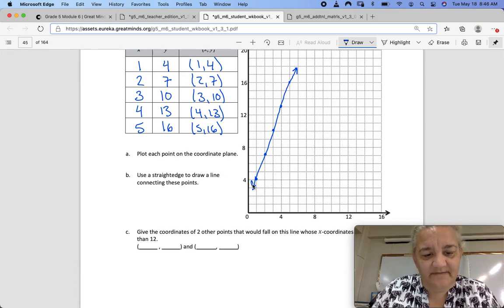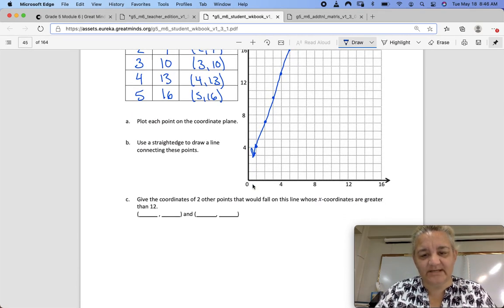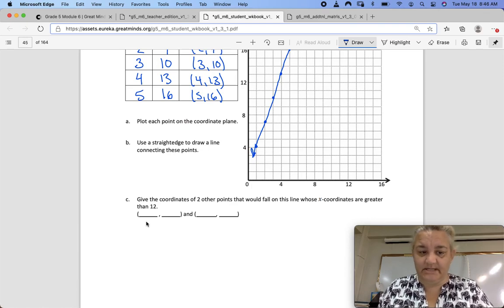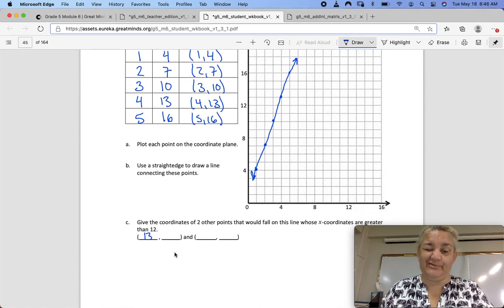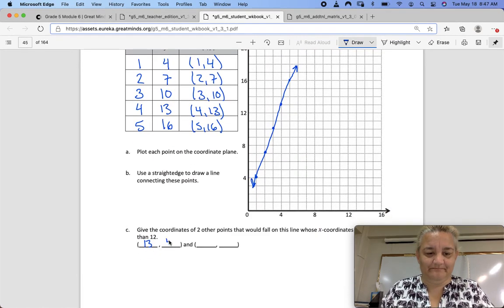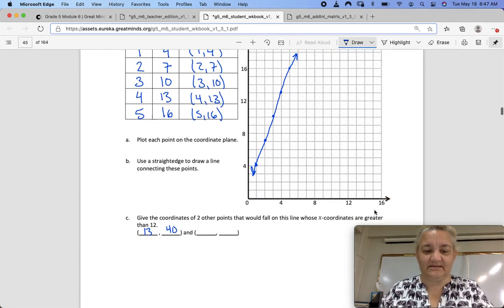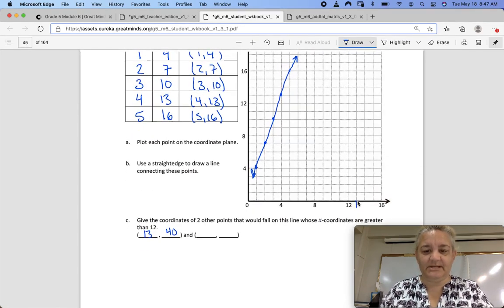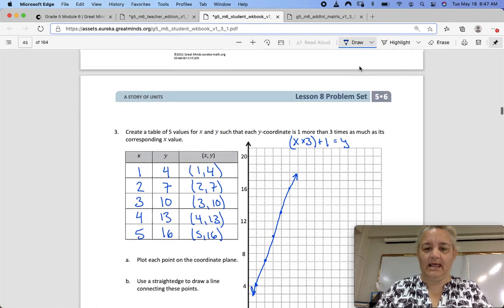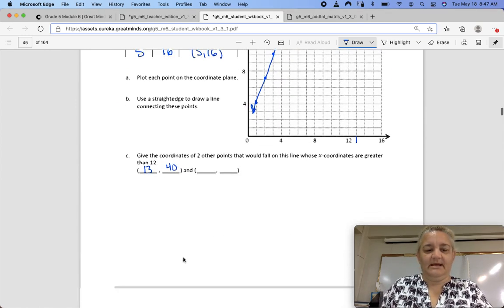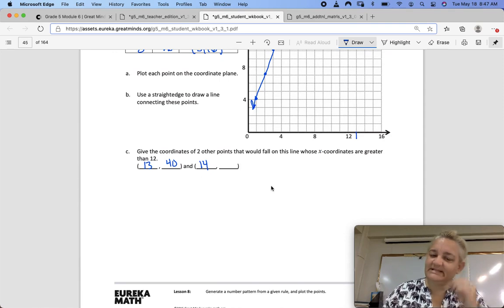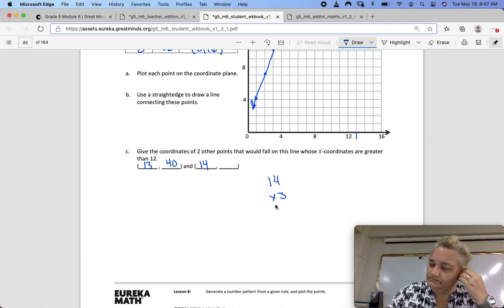Good. Give the coordinates of 2 other points that would fall on this line whose x-coordinate is greater than 12. Okay, well let's do 13 then. 13. So 13 times 3 would be 39, plus 1 would be 40. This obviously doesn't go to 40, but it would be somewhere around here. And if we follow that straight line here, it would be all the way up here somewhere.